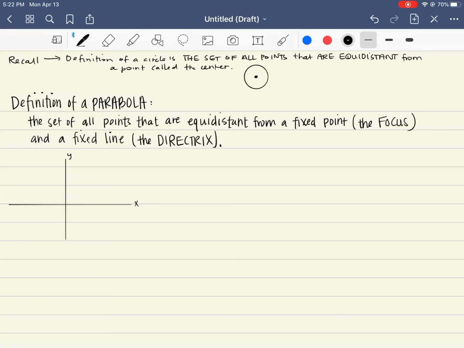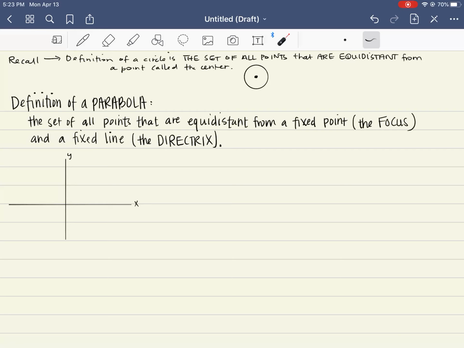Okay, we're going to continue on and talk about the parabola in a little bit different of a light. Recall that the definition of a circle is sometimes worded in this awesomely mathy way, where it says the set of all points that are equidistant from a point called the center. So that's one way to say it's all the points that are exactly the same distance away from this point in the middle called a center, and those are our radius lengths all around the outside.